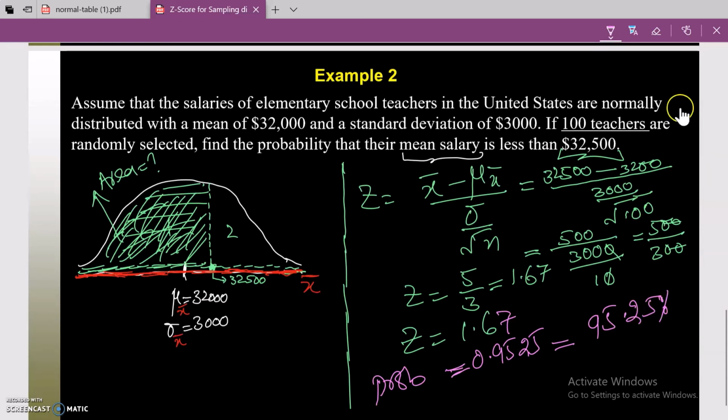So if we randomly select a sample of 100 teachers, there is a 95.25% chance that their average, the mean salary, will be less than 32,500. So it is very important that you interpret the result in a way that common people can understand. I hope you understand this portion, and thanks for watching.